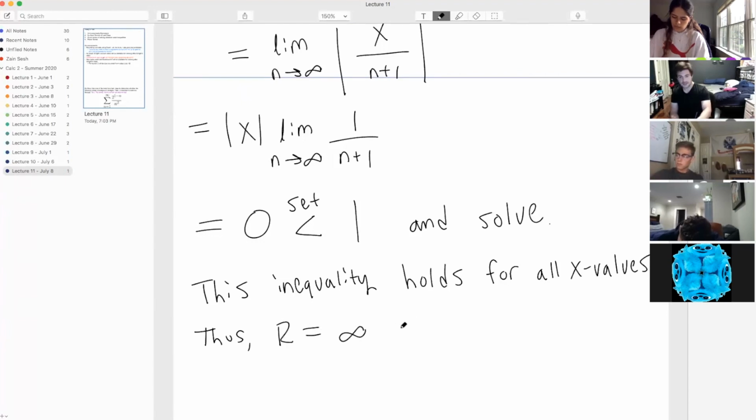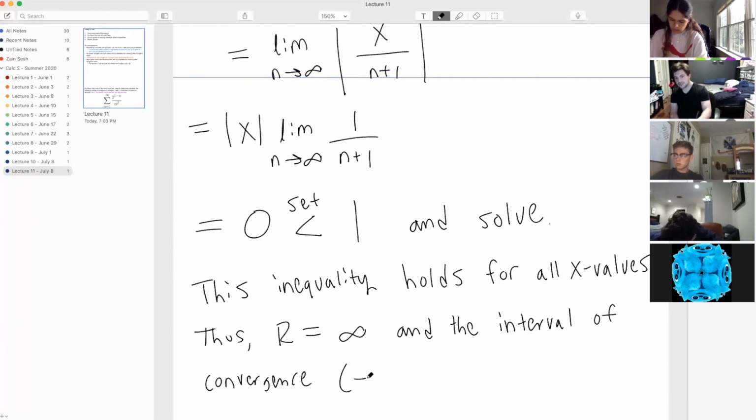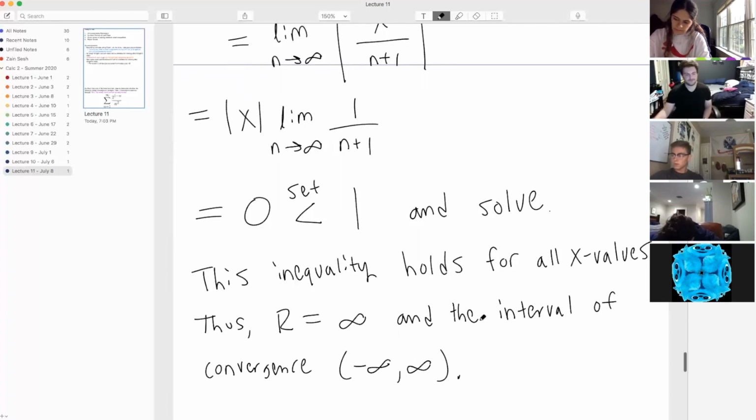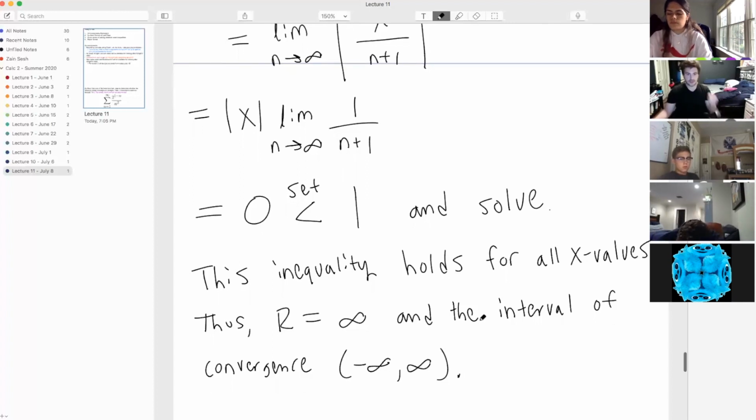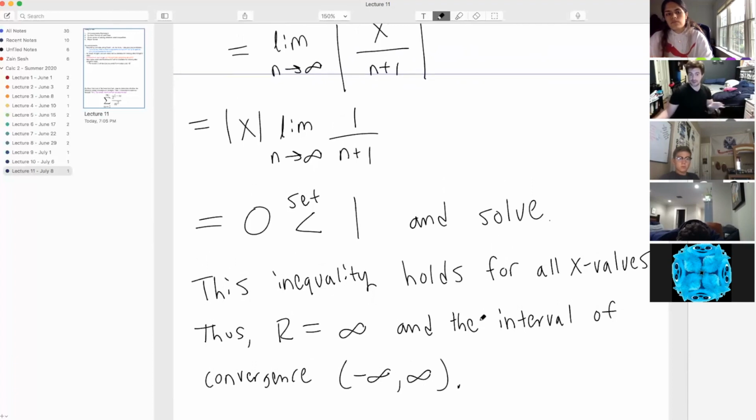Thus, R is infinity, and the interval of convergence is just going to be the interval from negative infinity to positive infinity. So this holds true no matter what x value I plug in, and the radius of convergence is infinity. That's a really nice example, and we're going to see this series pop up on Monday.